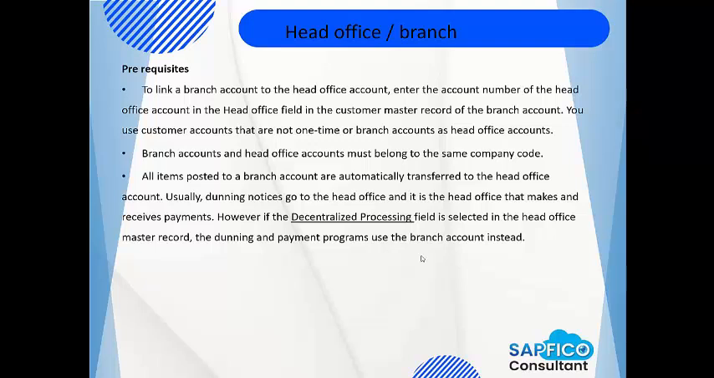All items posted to a branch are automatically transferred to the head office account. Usually dunning notices go to the head office, and it is the head office that makes and receives payments. However, if the decentralized processing field is selected in the head office master record, the dunning and payment program uses the branch account instead. So that is also an option.